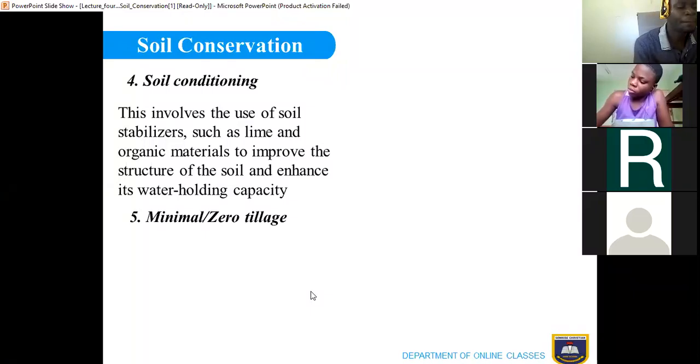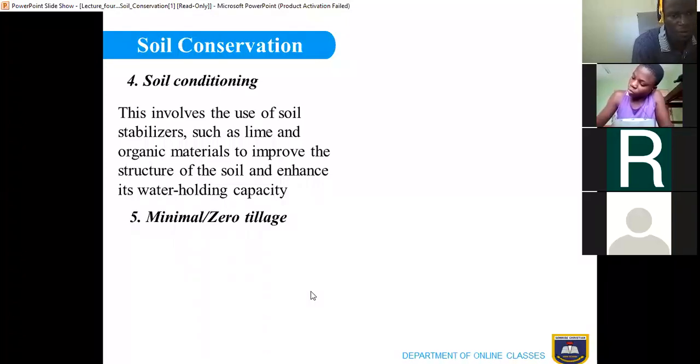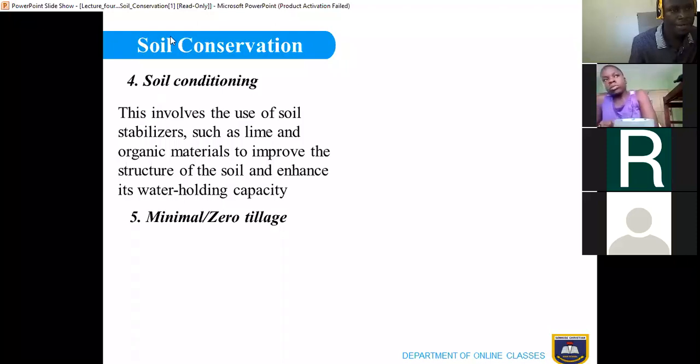Now, if you are coming to farm, a way of manipulating the soil is maybe you plow the land and all that, right? Now, if you want to conserve the soil, you would want to reduce how often you till the land before doing your cropping.